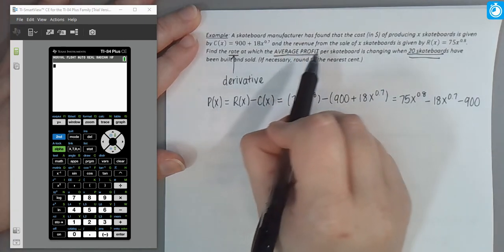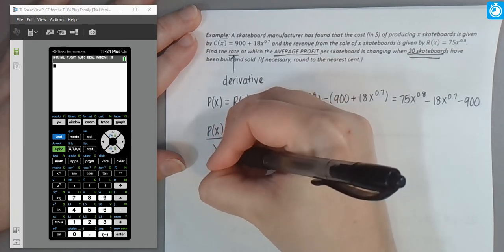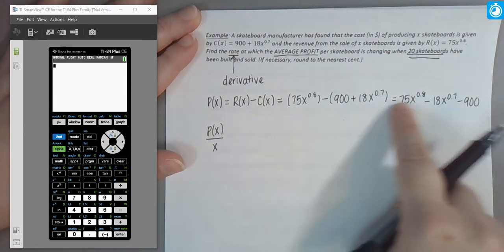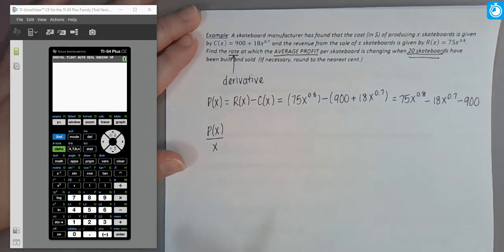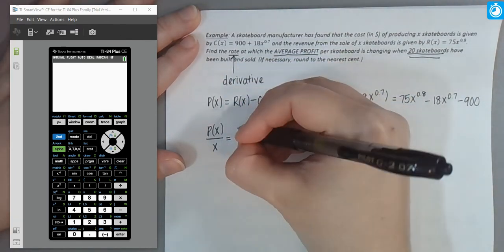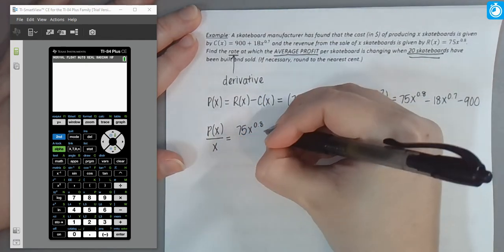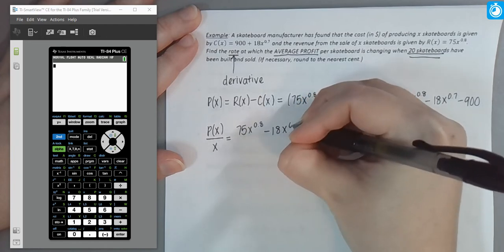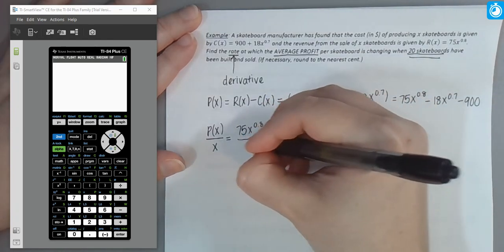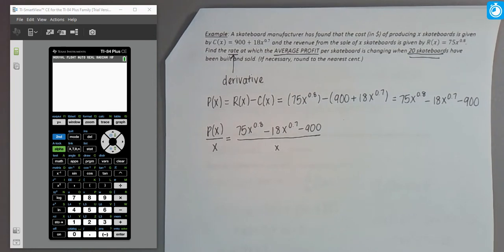Now we're interested in the average profit, which is defined as the profit function divided by the number of items we produced and sold. So if we take the total profit and distribute it over the number of items that we've produced and sold, that's going to be the average profit per item. So 75 times x to the 0.8 power minus 18 times x to the 0.7 minus 900, and then we're dividing all of that by x. So that's our average profit function.